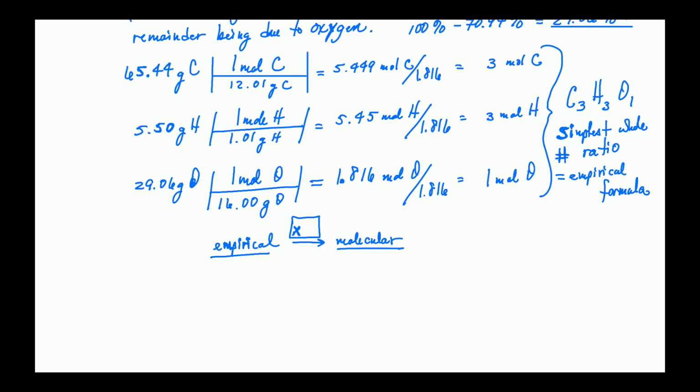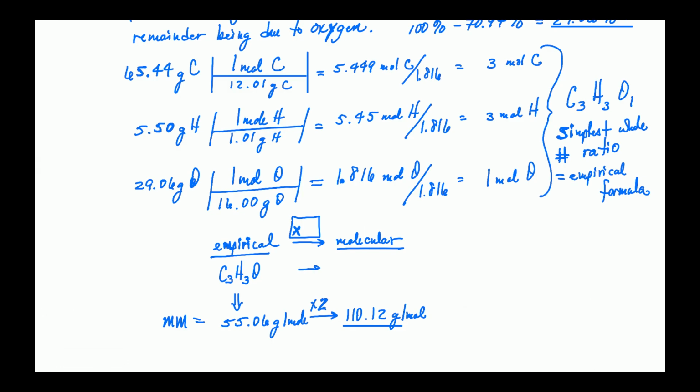So the way we're going to do that is you're going to have the empirical formula, which we figured out was C3H3O. Now, add up that guy's molar mass. If you do that, you get 55.06 grams per mole. Well, we were given the molar mass of the molecular formula to be 110.12 grams per mole. Well, what do you have to multiply 55.06 by to get 110.12? Good job, times 2, right?